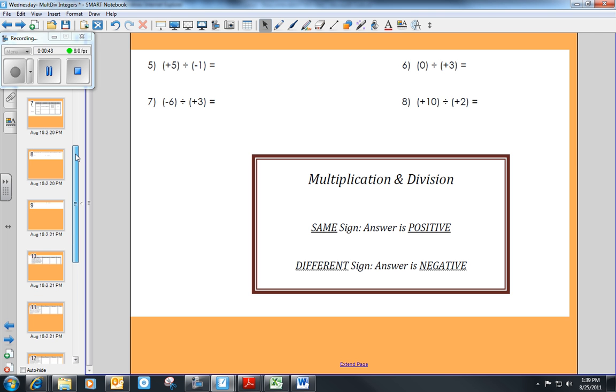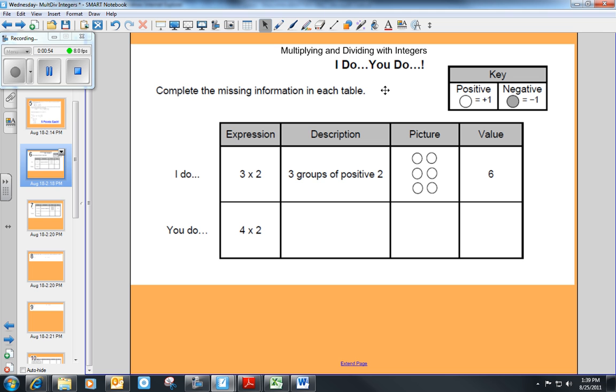Go back to your opening page of notes. We have a little thing called I do, you do. What we're going to do is I'm going to show you how to do it with the expression 3 times 2, the description and the picture and the value, and then you're going to do the second part. I'm going to show you one of the divisions, and then both of the divisions on the I do, you do, and then we'll start having you do some of the work. So for the expression 3 times 2, I would draw 3 groups of positive 2.